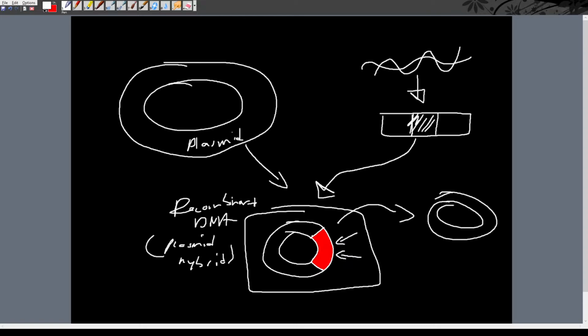We can do the same thing with pig insulin. Same concept, right? We don't need to use human insulin DNA. We can use pig insulin. They're very biologically similar to us. Okay, well, that's the thing with recombinant DNA.